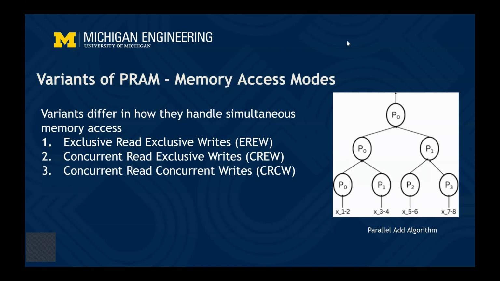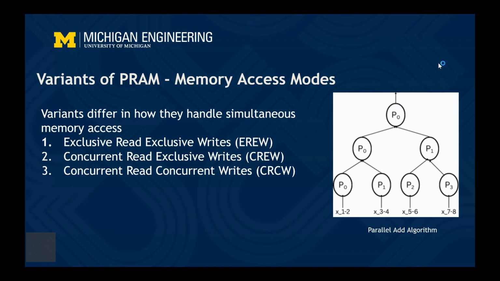The second subvariant is concurrent read, exclusive write. In this, many processors can read from the same memory cell simultaneously, but the model still forbids simultaneous writes to the same cell. This is easier to program. Typical parallel algorithms use concurrent read and exclusive write. Most graph algorithms, for example, use this.